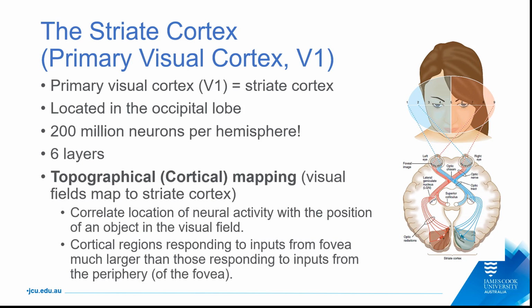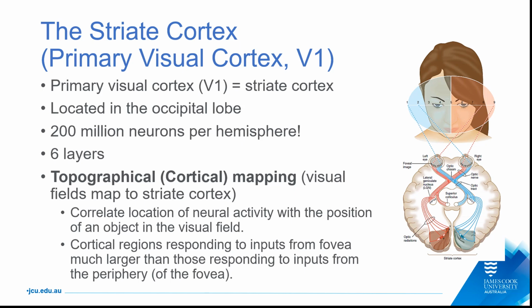There's a very important concept called topographical mapping. Your textbook calls it cortical mapping, but the concept is really the same. This is how we map objects from different parts of our visual field onto different parts of the striate cortex. This is actually a good layman's explanation. Basically we're correlating the location of neural activity with the position of an object in the visual field. This is how all this information is organized.